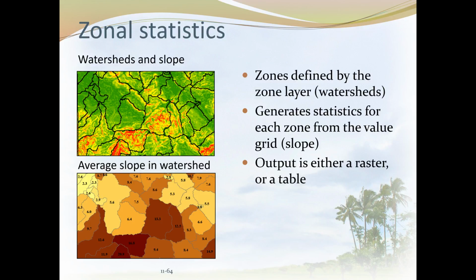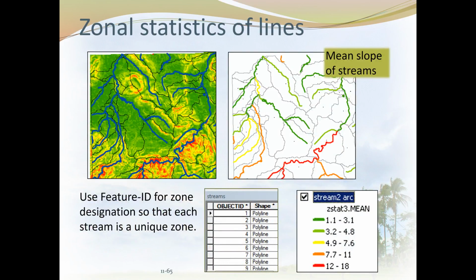And this table could be joined to the original watershed polygons using the zone field and used to map the average slope of the watersheds. And zones need not be contiguous like the watershed zones. So now the zonal statistic of lines.